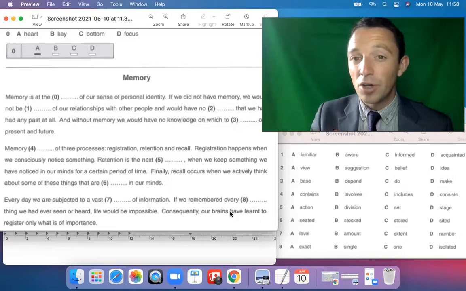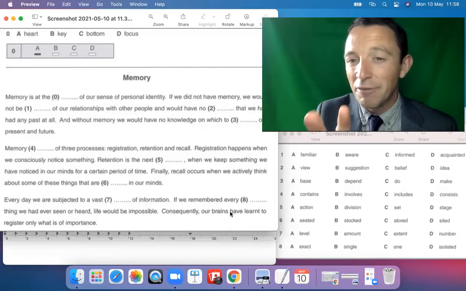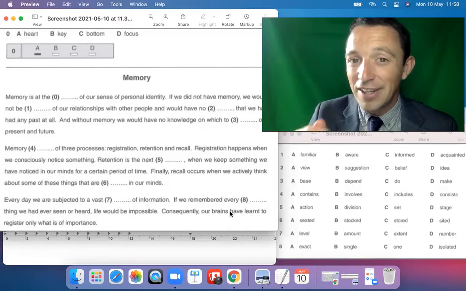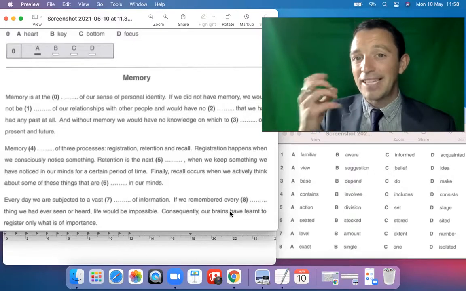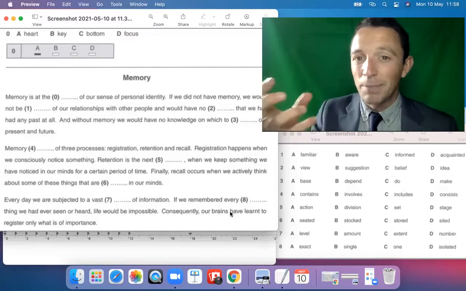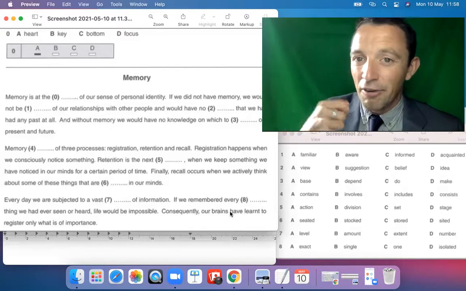So maybe now you want to press pause and you want to look at the vocabulary and try this exercise yourself. And I will try to explain the vocabulary and give you the tips, to show you the explanation for the reason for each answer.